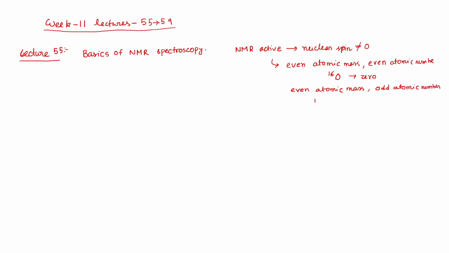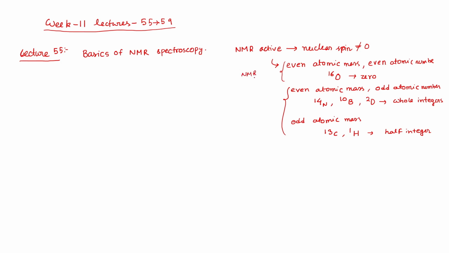there are a few atoms like 14N, or maybe 10B, or deuterium, which have whole integers as the nuclear spin I. And in the case of odd atomic mass, like 13C, proton, the normal 1H, those have half-integer values of nuclear spin. So these are NMR active, and the even-even ones are NMR inactive.